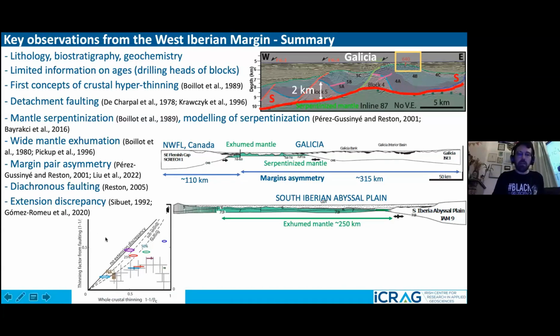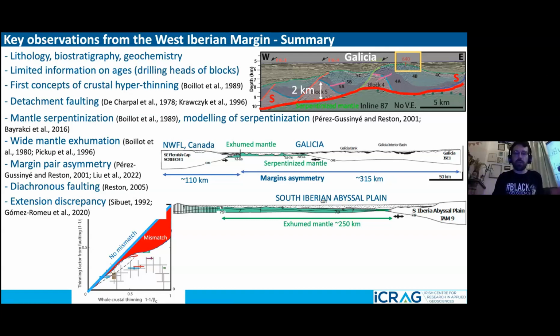I won't get into the details of extension discrepancy here, just in a nutshell. That's the mismatch we get by two different approaches of measuring the crustal thinning and thickness: by direct measure of the crustal thickness and by the thinning factor from faulting. If we had no mismatch between those two approaches, we would get that line, but there is a mismatch, a discrepancy, that may arise from either maybe unrecognized faulting or a partial understanding of the faulting processes.